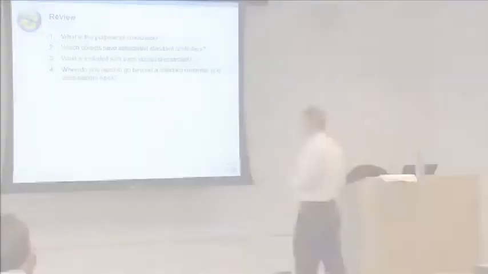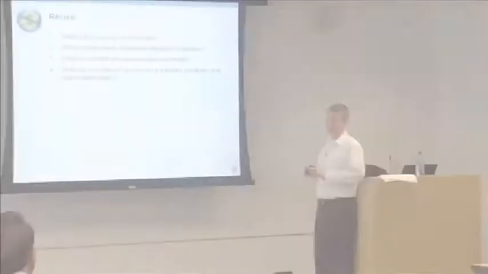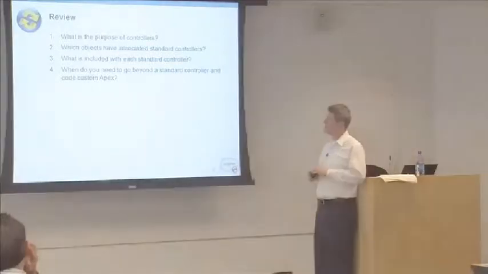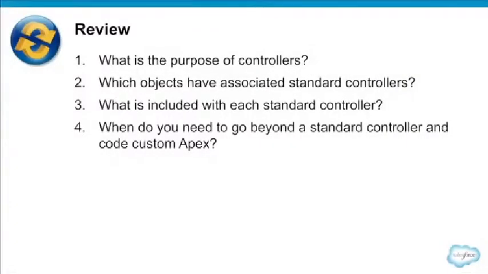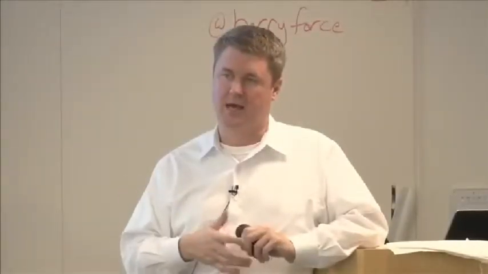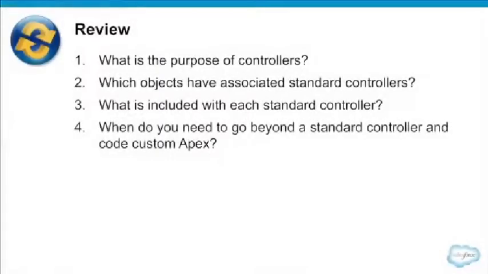Okay. Which objects have associated standard controllers? Pretty much all of them. It isn't all of them, so there are certain junction objects in the case of some standard objects which don't have them, but it's pretty widespread. In the case with custom objects, we always have a standard controller for that. It is with standard objects that are serving the purpose of being junctions that we don't give you a standard controller. So, yep. What is included with each standard controller?